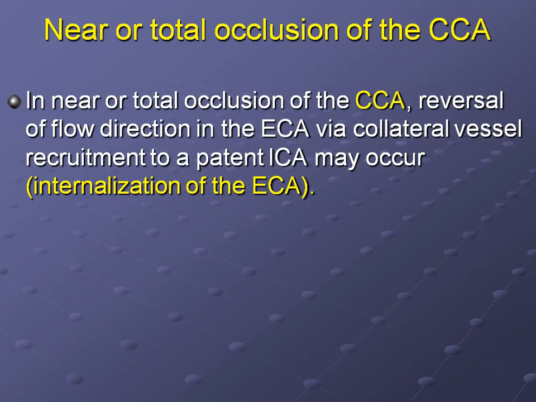Meaning, if the common carotid artery on the right side is occluded, okay? What will happen? The external carotid artery has many branches. It will start shifting blood from the left side via collaterals to the internal carotid artery. The common carotid is occluded.